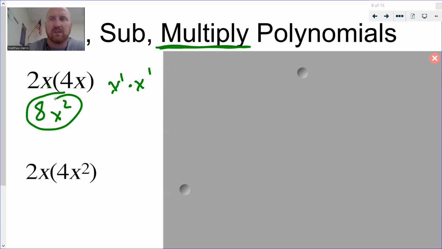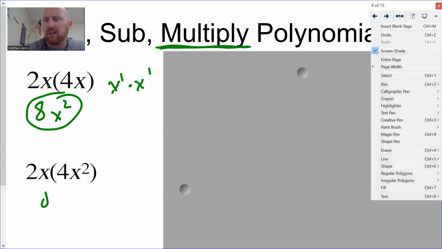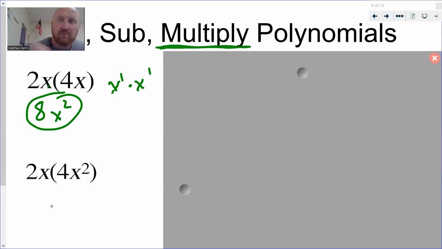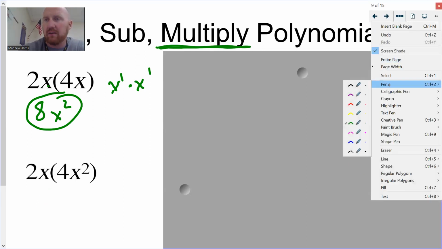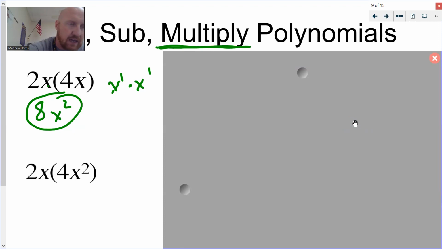Okay, so let's look at this next one. We have 2x times 4x squared. Well, we have 2 times 4, which is 8. I don't know what happened with my pen there. Let me erase that. It's a funny looking 8. And let me go back to my pen. So it's 8. And then we have x to the first times x squared. Multiplying exponents, we add. 1 plus 2 is 3. X cubed. So our answer is 8x cubed.